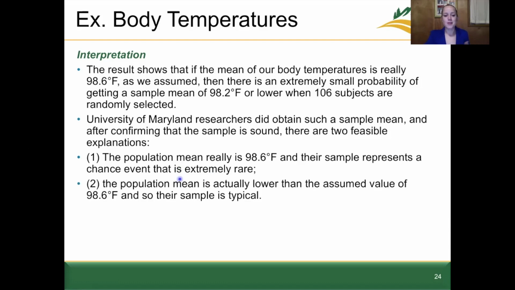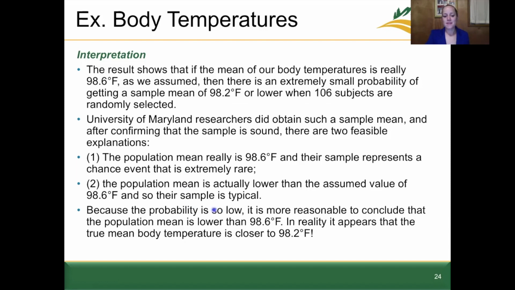Or number two, the population mean is actually lower than the assumed value of 98.6. If so, then their sample findings are probably typical. Keep in mind we got a very, very small probability value, right? So because the probability is so low, it's more reasonable to conclude that the population mean is lower than 98.6. In reality, based on these findings from the University of Maryland, it appears that the true mean body temperature is closer to 98.2 degrees Fahrenheit.